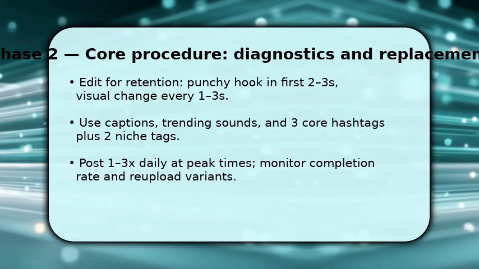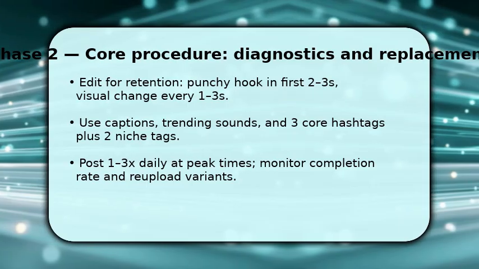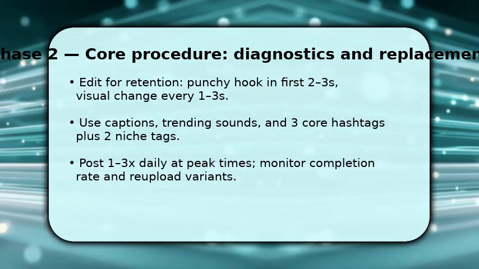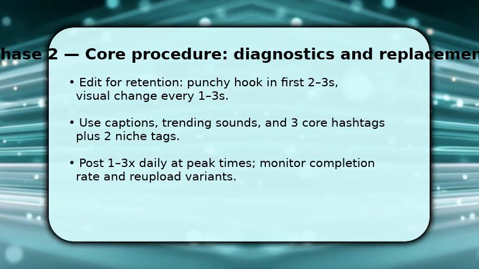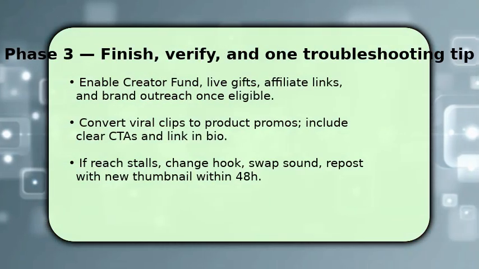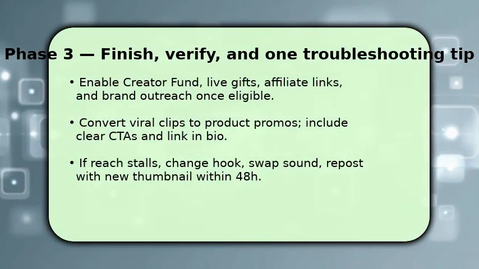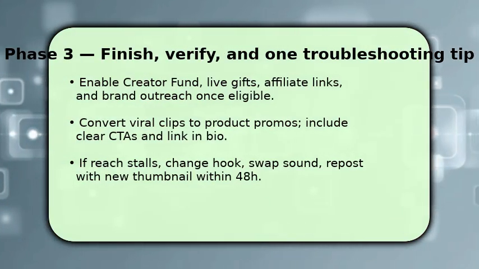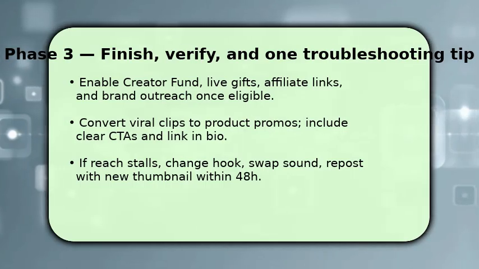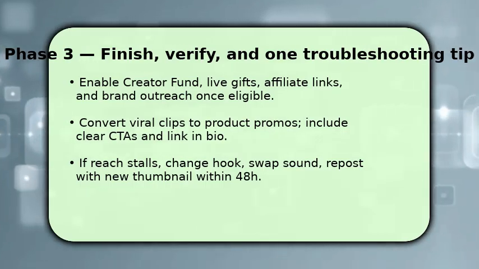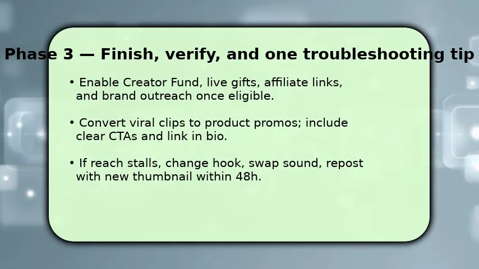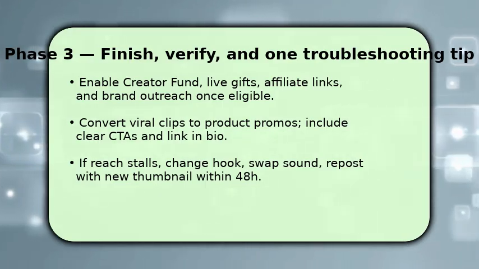Then analyze watch completion and make variant uploads to scale winners. You can monetize through the Creator Fund, live gifts, affiliate links, and direct brand deals once you meet thresholds. Apply as soon as eligible. Then, convert consistent performers into short promos with explicit CTAs, link in bio, swipe, or purchase, because clarity drives conversions.